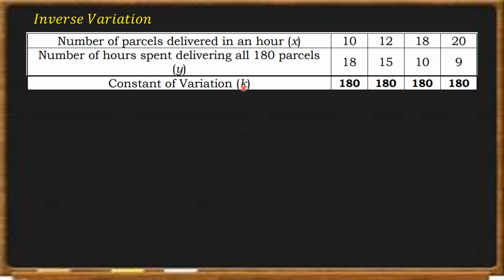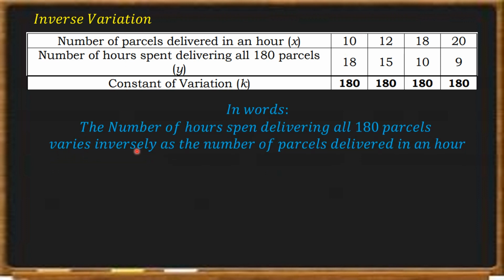Okay. So, dito sa constant of variation na to, minultiply natin. Kanina sa direct divide. So, pag multiply, inverse po yun. So, paano natin ita-translate into words? So, in words, the number of hours spent delivering all 180 parcels varies inversely as the number of parcels delivered in an hour.